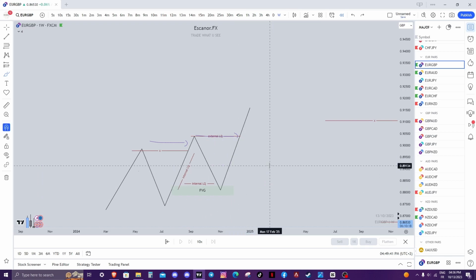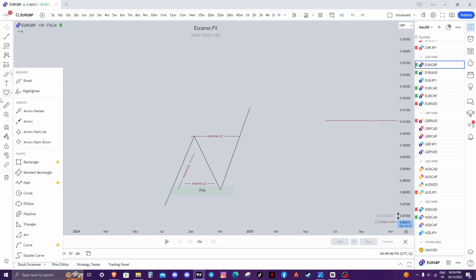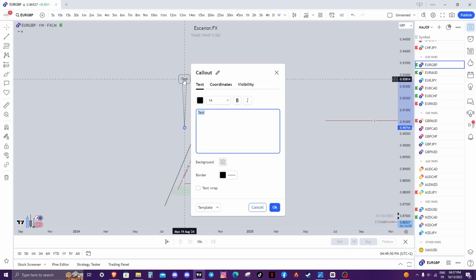So this is for the external range liquidity and internal range liquidity. To summarize everything, we have here two types of internal range liquidity.